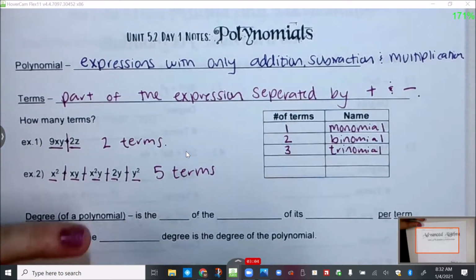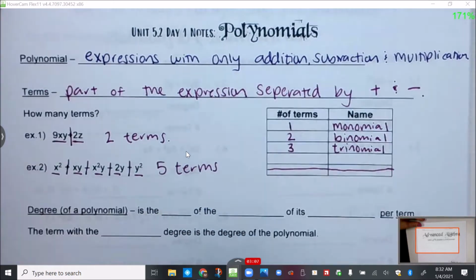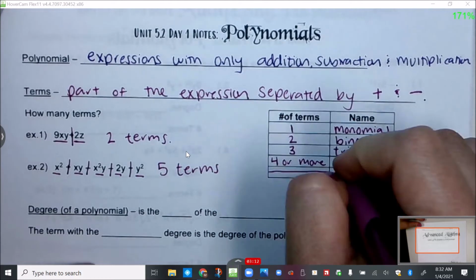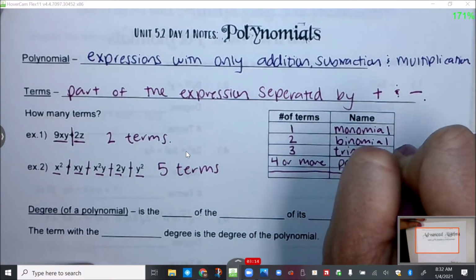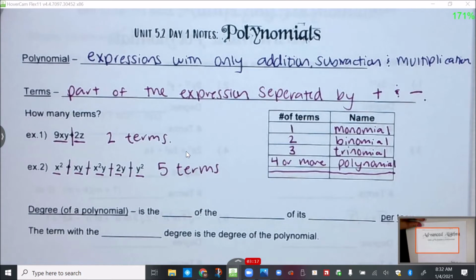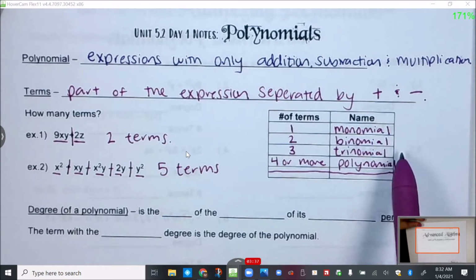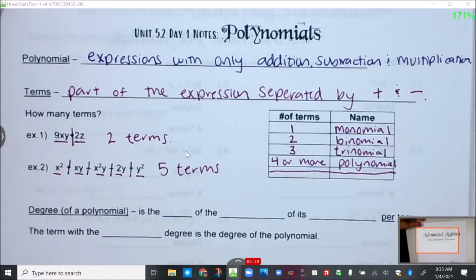Now, I accidentally put an extra blank in here. I don't know why. Okay, but 4 or more? No. We just call it polynomial. It's just a polynomial. 6, polynomial. 7, polynomial. 8, 9, 10, 11, 12, polynomial. Okay? Any questions with that? Now, I want you to know that technically, you can call these 3 a polynomial as well. But if you can be more specific, why not be more specific, okay?